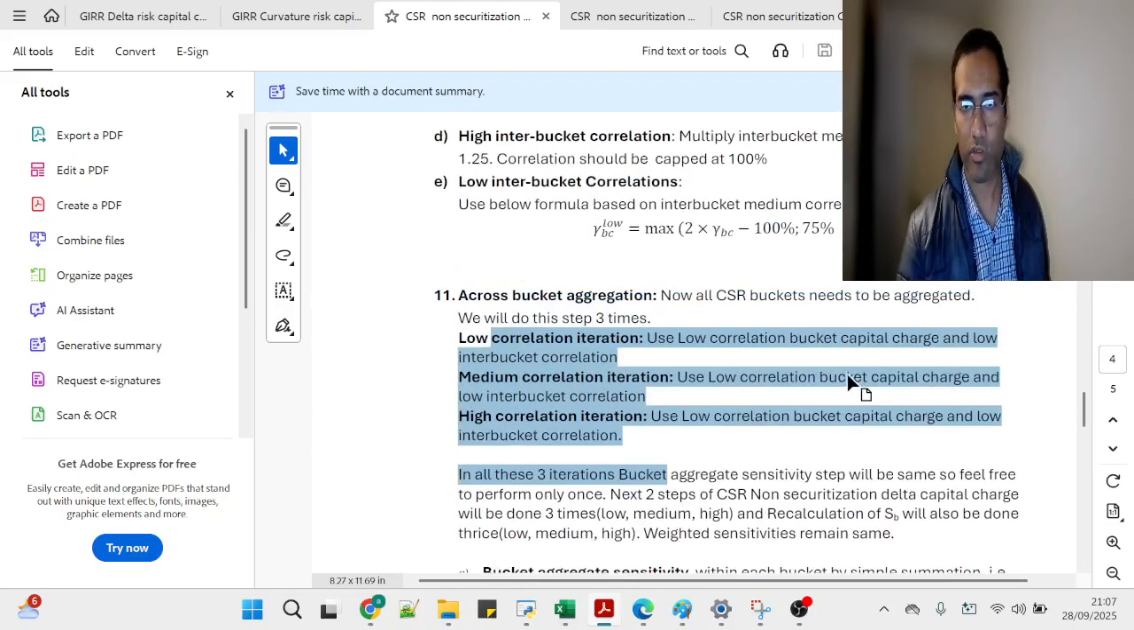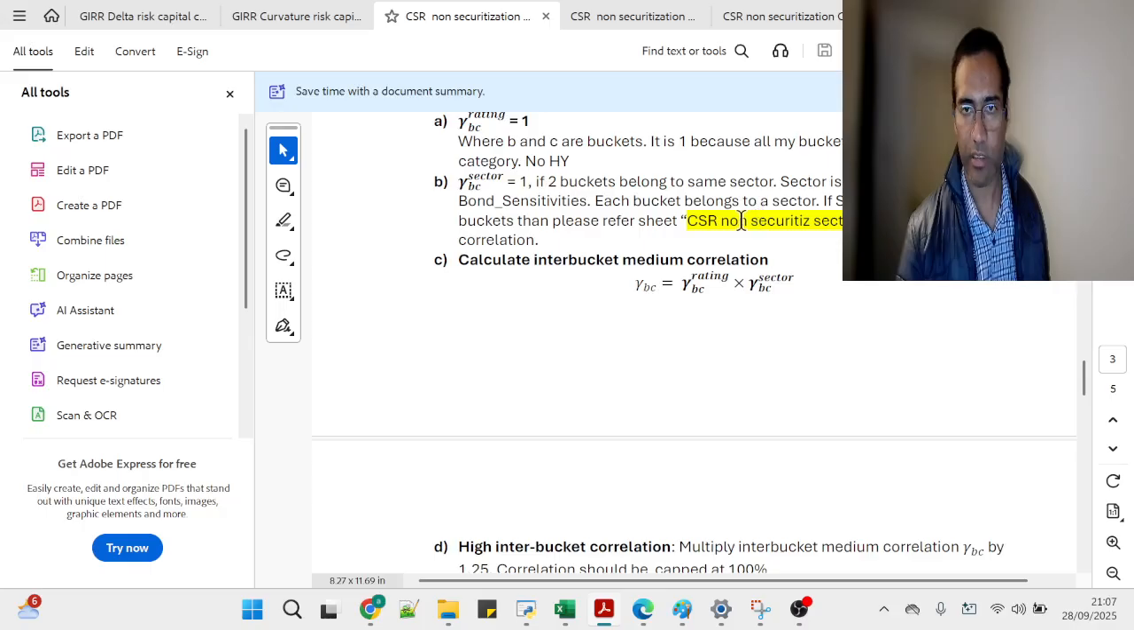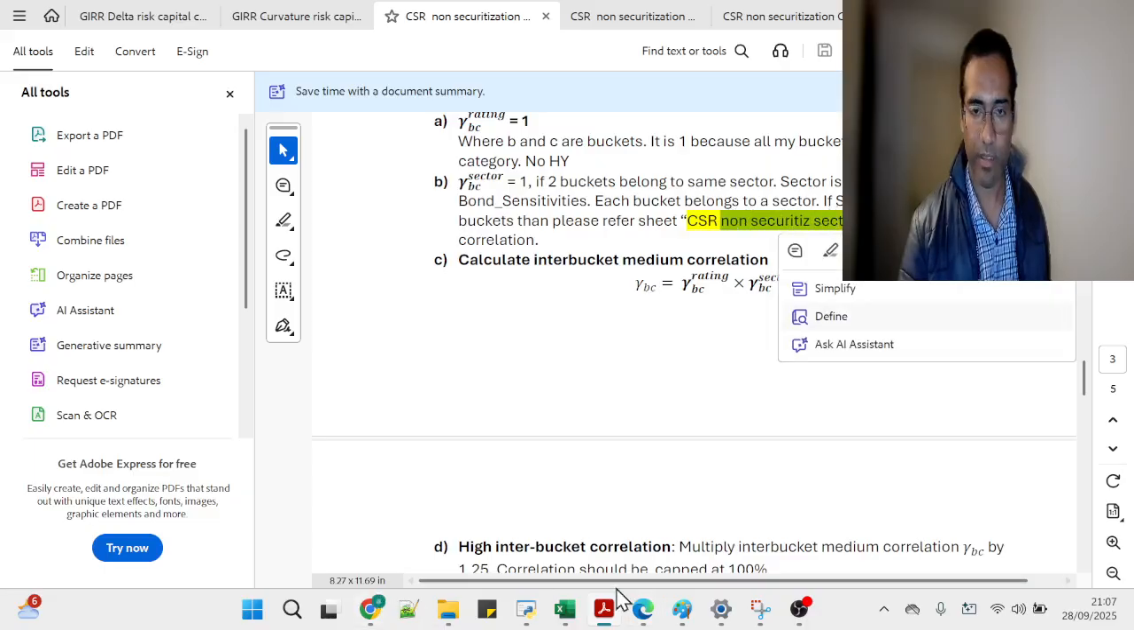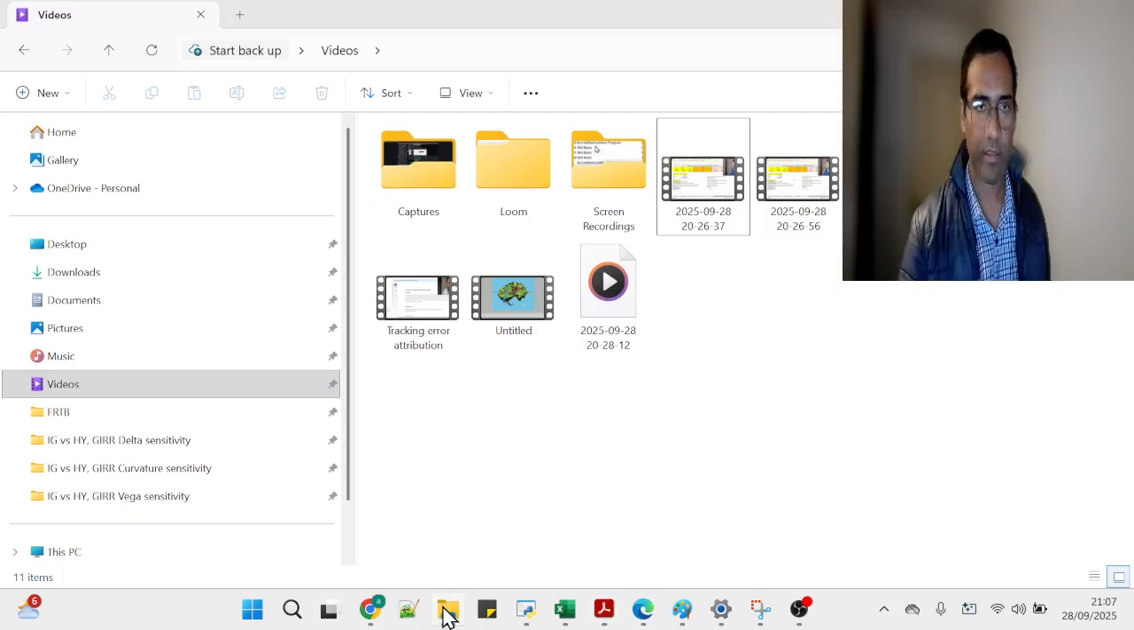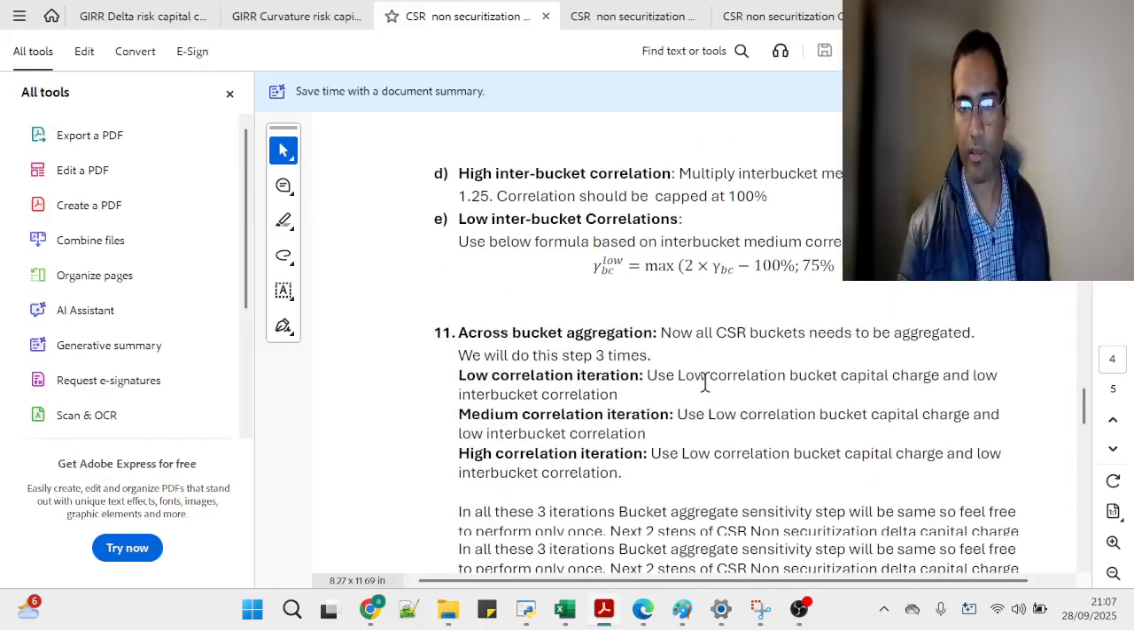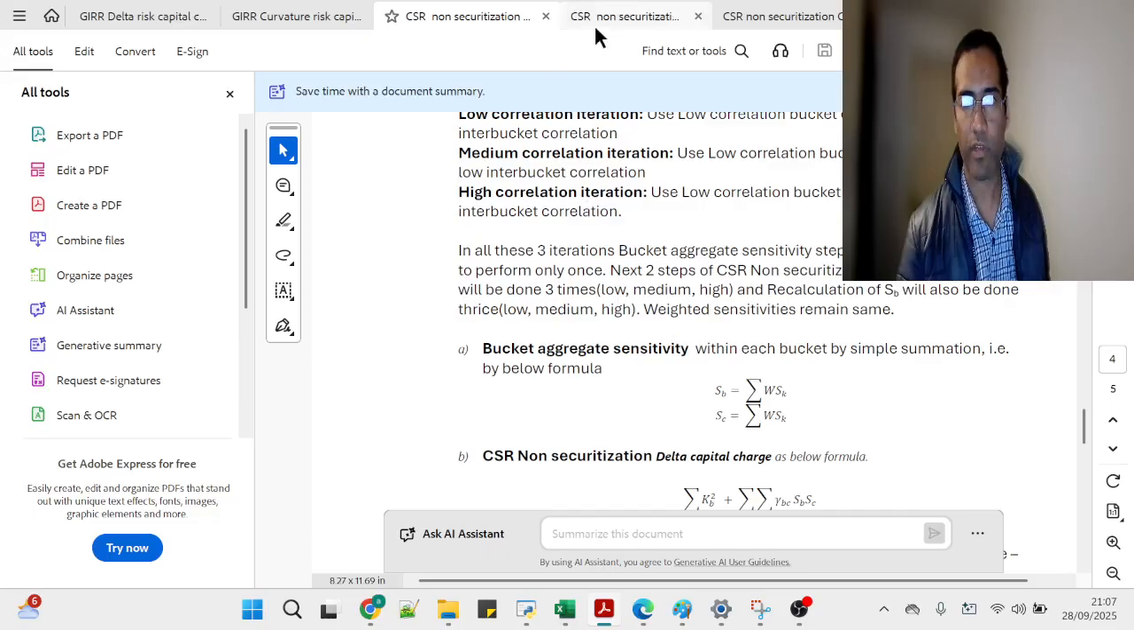Actually I wanted to show you this CSR non-securitisation sheet, I must have it somewhere. Let me try to figure out where it is. I will show it later. I will move on to the next.